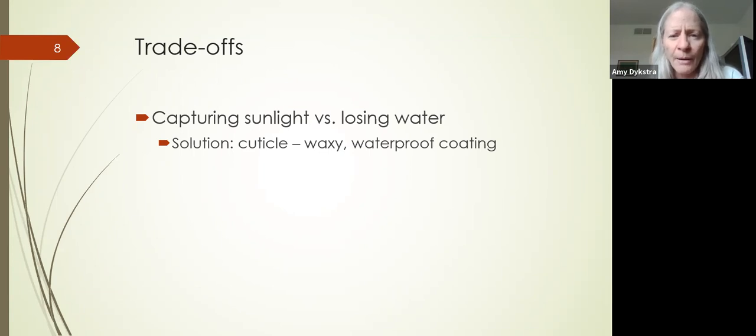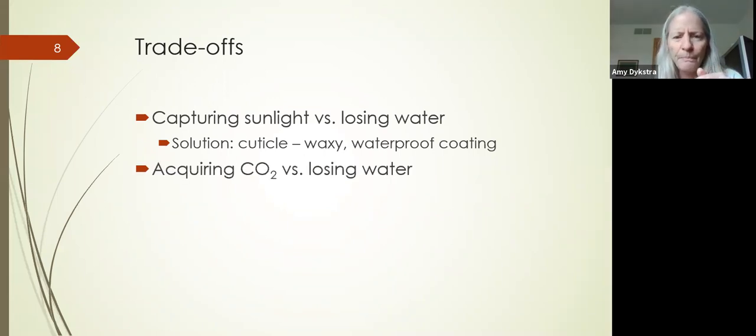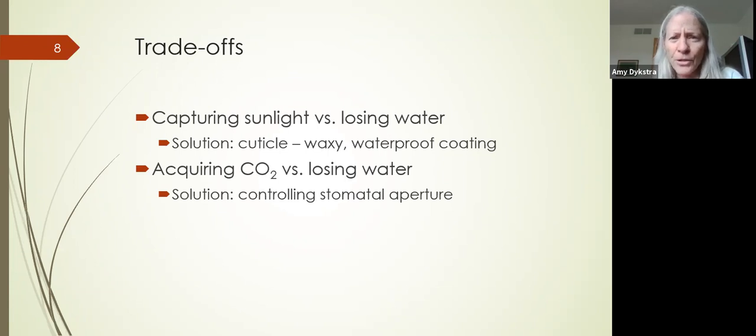But then if you have a waterproof covering, that means it's also hard to get carbon dioxide. So they have to have stomata. So another trade-off is they have to open their stomates so that they can bring in CO2. But when they do that, they're also going to lose water out those same stomates. So their solution is, if they're starting to lose a lot of water, then they're going to close their stomates. They're going to be able to control whether the stomates, the stomata, are open or closed.